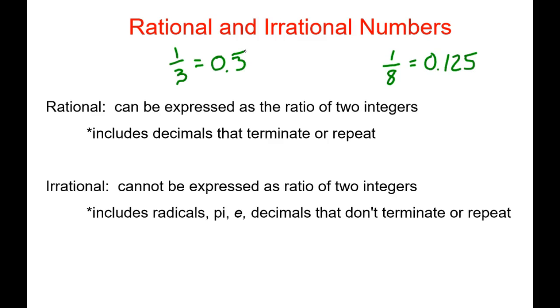Irrational numbers, this is a good definition, cannot be expressed as the ratio of two integers. This includes radicals that cannot simplify, the number pi, the number e, and decimals that don't terminate or repeat. So it includes all types of radicals that won't simplify, radical 2, the number pi, and decimals that go on forever. You would see that as 0.01275, and then if we had the ellipses at the end, meaning that number is going to go on, there's no decimal here that's repeating, so that would be an irrational number.